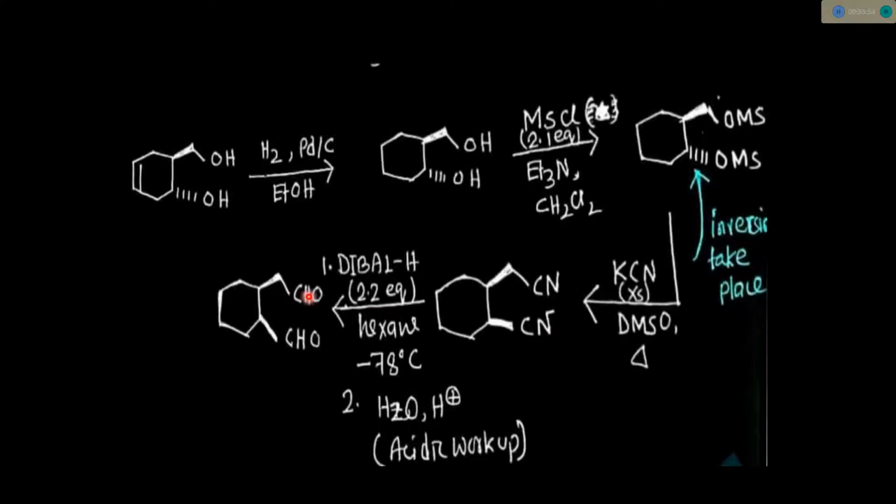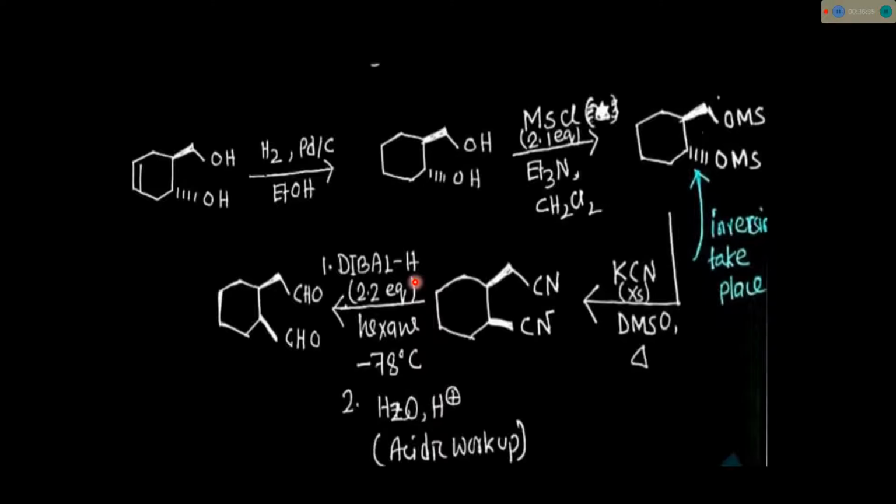So now if we treat this dicyano compound with DIBAL-H, 2 equivalents, then at low temperature, we know the CN group transforms into an aldehyde group. If we treat with DIBAL-H, this is the reagent, a use of reagent. So I told you that we will learn a lot of chemistry from this question discussion series, particularly organic chemistry, a lot of use of reagents, lots of name reactions. So if we use DIBAL-H, this is a reducing agent.